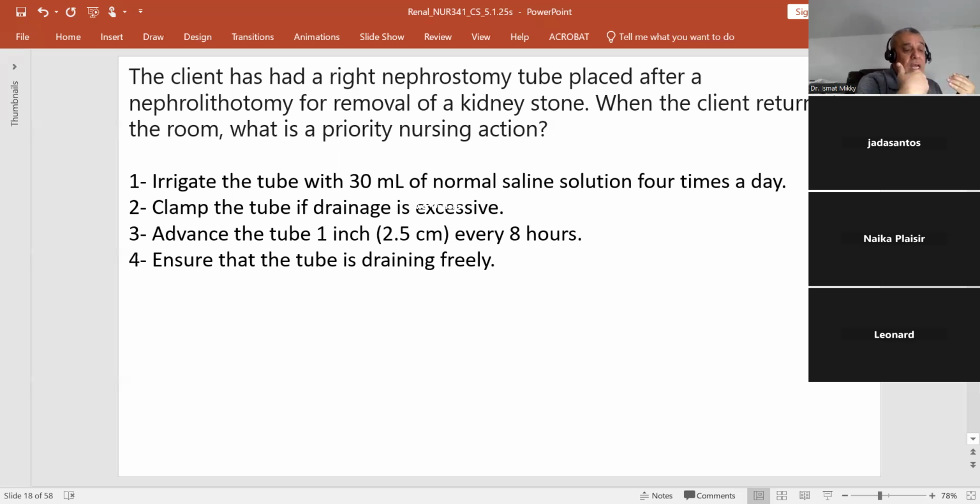If an irrigation is ordered for a nephrostomy tube, no more than 5 mLs. If there is an order for 30 mLs, that's a lot. So 5 mLs of sterile normal saline should be gently instilled, no more than 5 at any time. So that's incorrect. I don't think any urologist would even order this. To clamp or advance the tube: a nephrostomy tube should never be clamped or advanced.